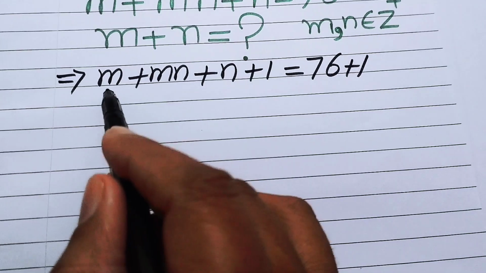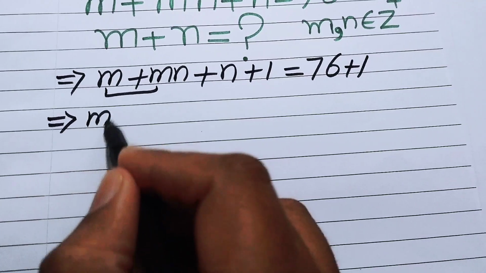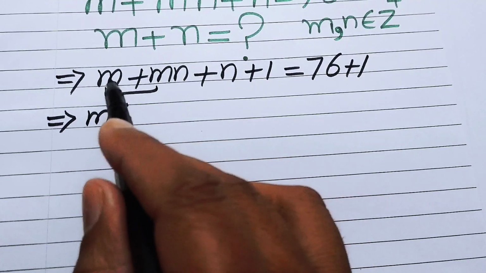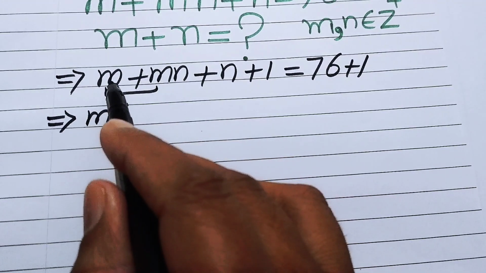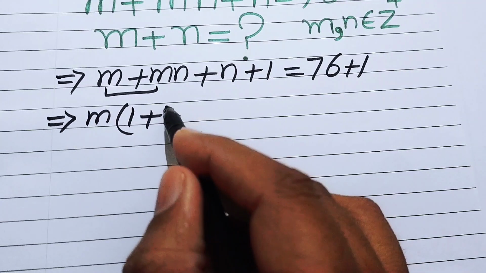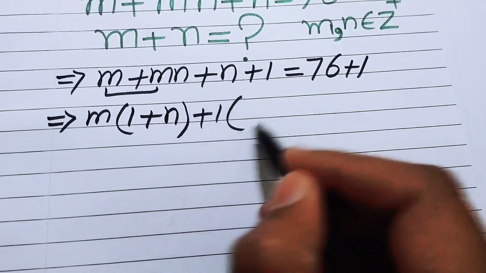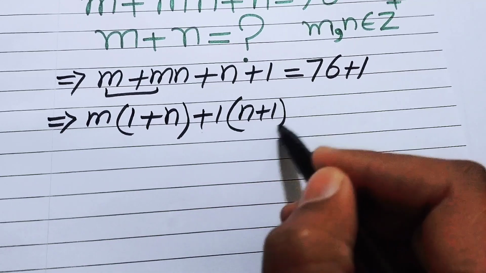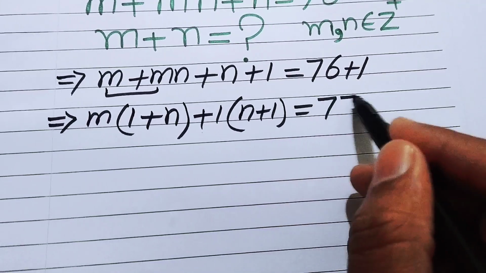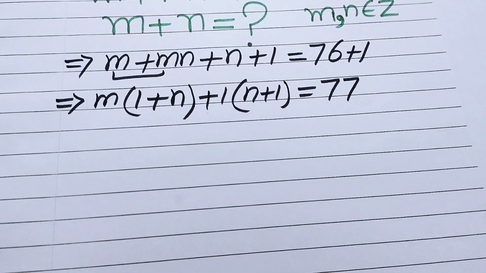In the next step we take common m from the first two terms, and we have m times, so here you take common m and we get 1, and plus here we take common m and we get n, and similarly here we take common plus 1 and you get n plus 1 equals 77, because 76 plus 1 equals 77.